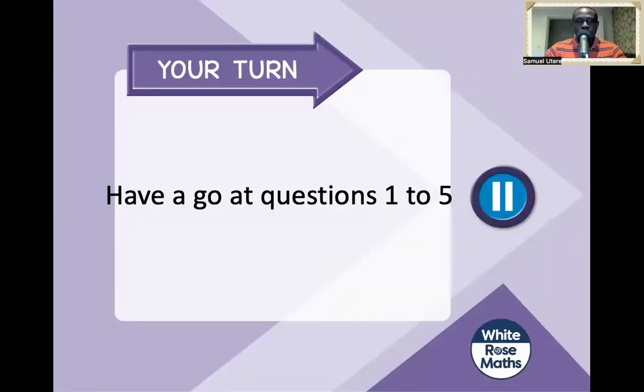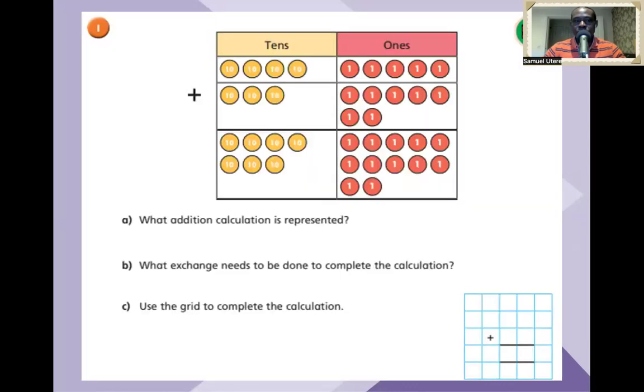Okay, right. So it's now time for you to have a go at questions 1 to 5 using the formal methods. So pause the video and answer question 1 in 2 minutes. Assuming you've paused the video and you've answered question 1, here are the answers. Let's discuss them.